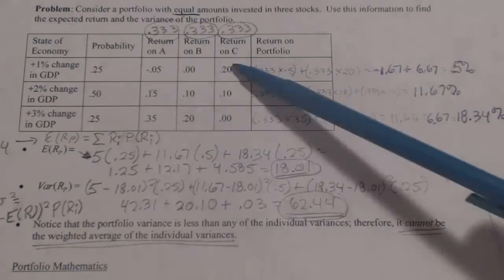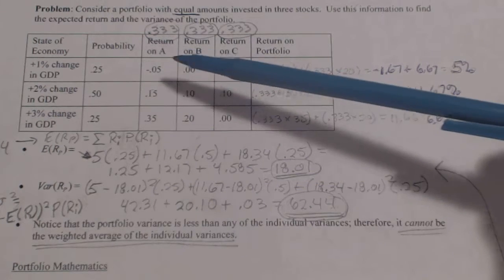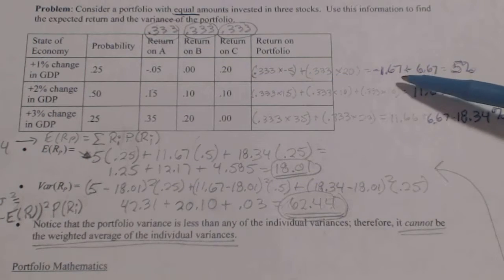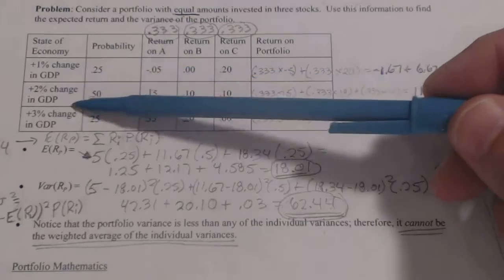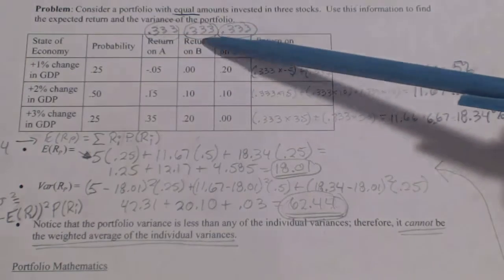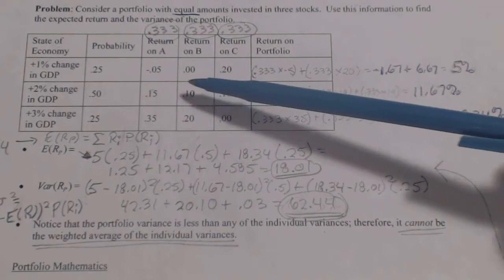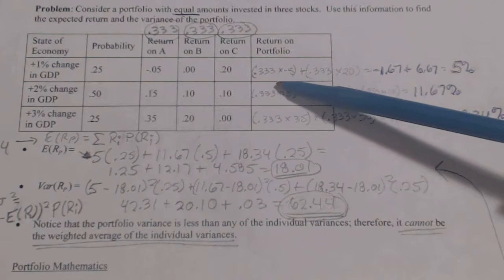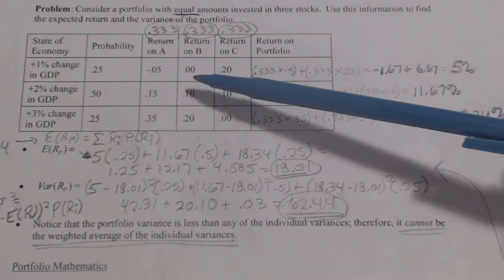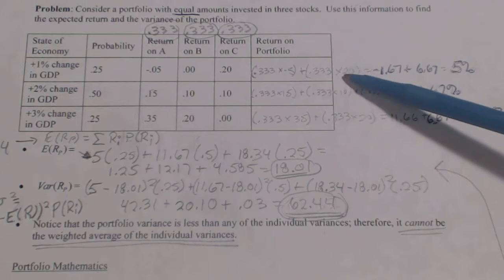So you go through and figure out this table. First you figure out the expected returns, and for that you need the return for each one of these different states. So that's the weight times the return, the weight times the return, the weight times the return. So 0.333 times negative 5, 0, so you didn't figure that one, 0.333 times 20.